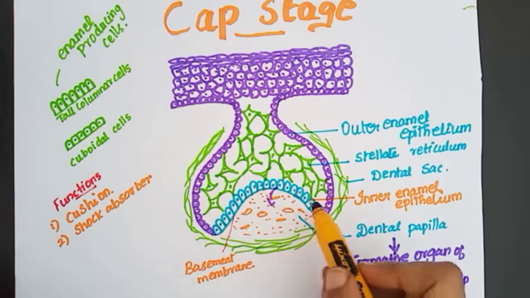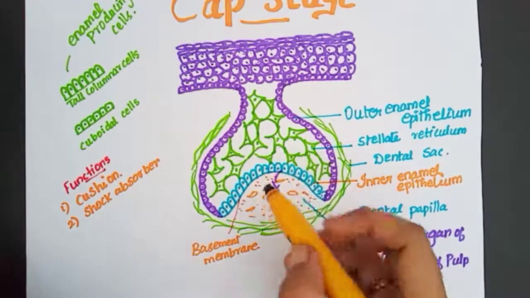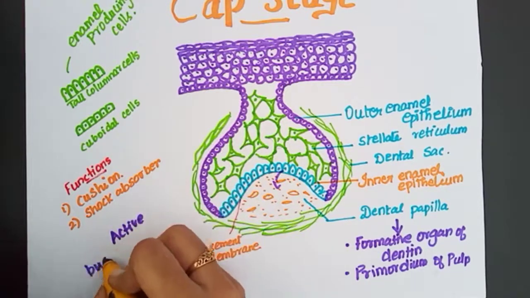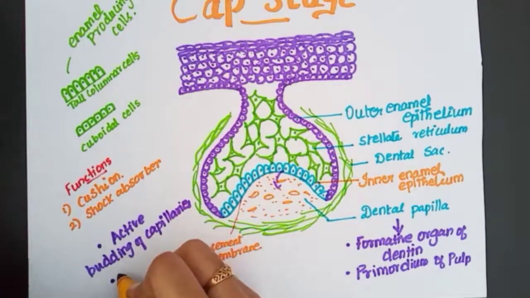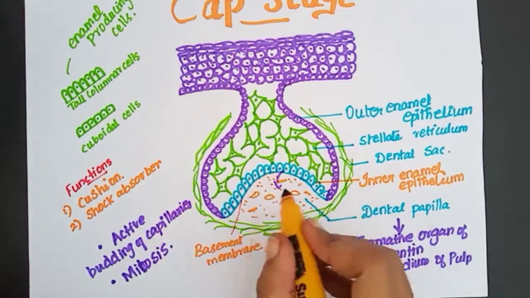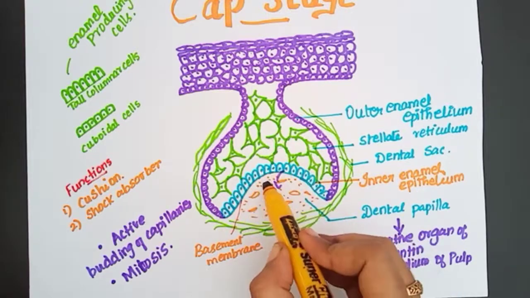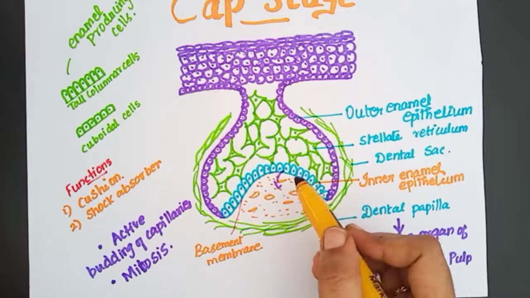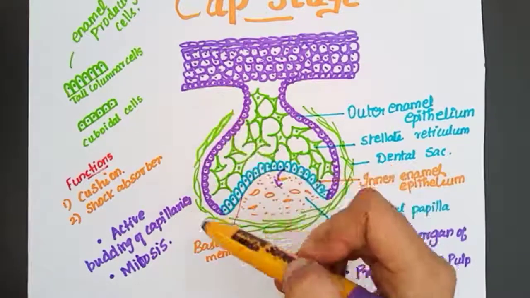which produce dentin. This condensation of dental papilla is not just the crowding of cells, but blood capillaries are also seen. That is, active budding of capillaries takes place and mitosis is also seen. That is, new blood vessels are formed and multiplication of cells takes place. And the cells of the dental papilla present peripherally adjacent to the inner enamel epithelium enlarge and later differentiate into odontoblasts, which produce dentin. Alright? Now let's see about dental sac.